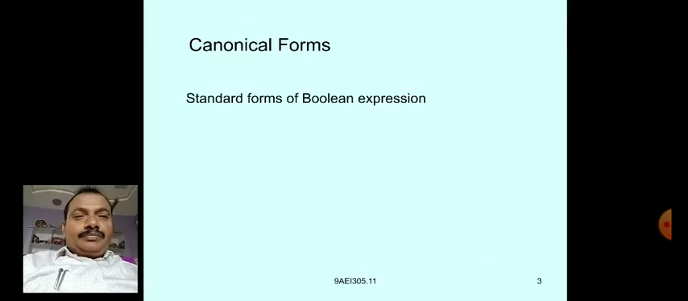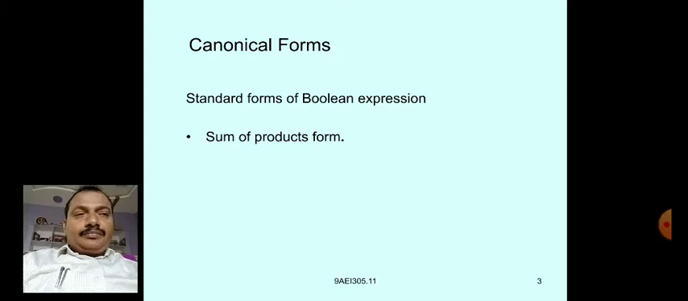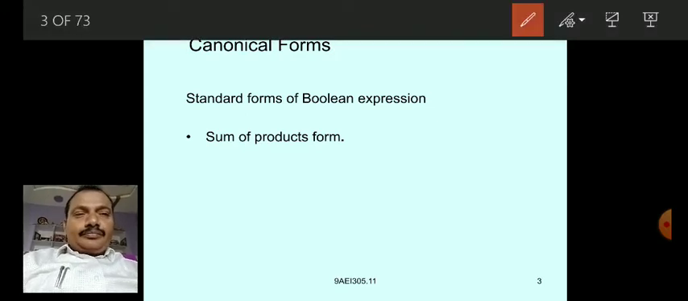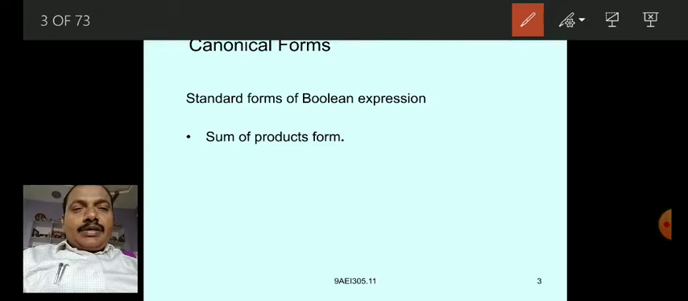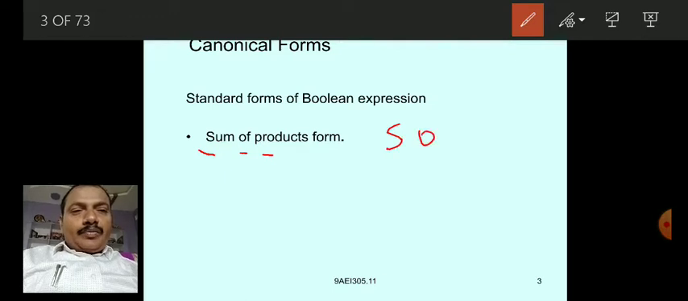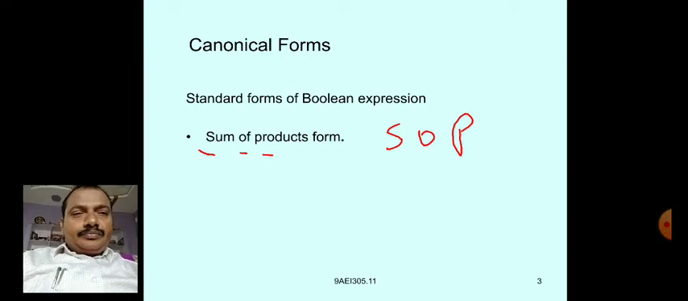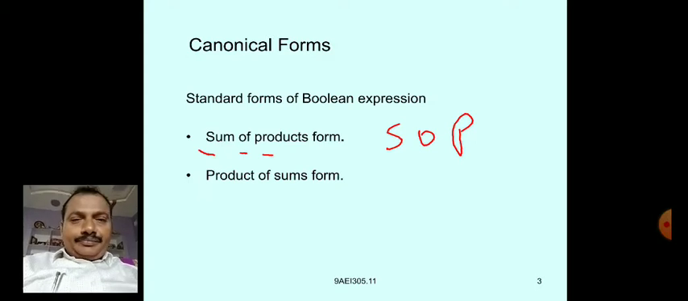Canonical form. The standard forms of Boolean expressions are sum of products, SOP, and next, POS form, product of sums form.